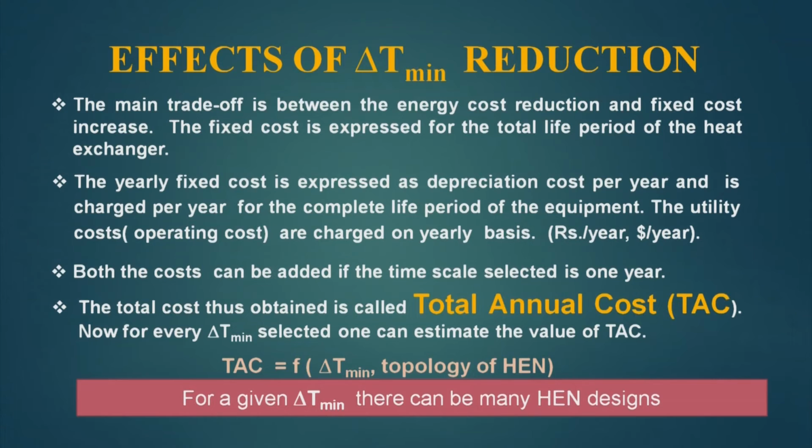Why am I talking about topology? Because for a given delta T minimum, we can design many heat exchanger networks which can perform the job, but the cost of those heat exchanger networks will not be the same, though they will satisfy the requirement, and these heat exchangers will form different topologies of HEN. So, for a given delta T minimum there can be many HEN designs, and thus we can say that the TAC, that is total annual cost of the heat exchanger network, is a function of delta T minimum as well as the topology of HEN.